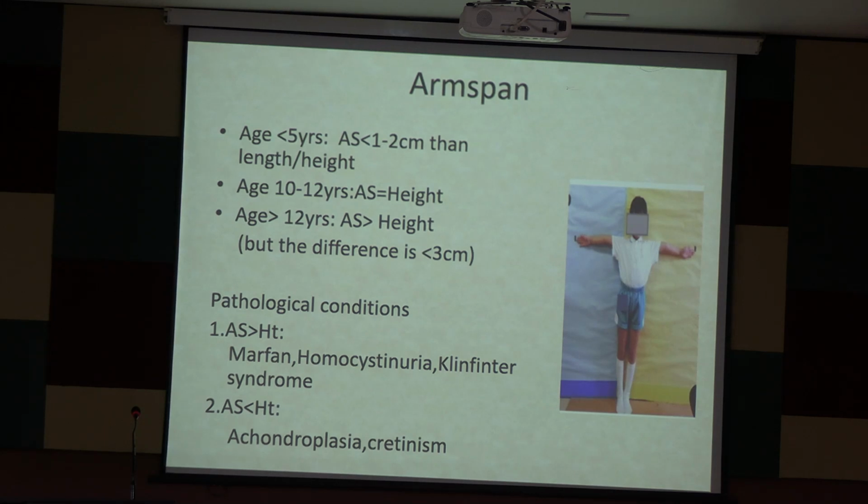So what are the pathological conditions? One is Marfan syndrome, another is homocystinuria or Klinefelter syndrome. And arm span less than the height is seen in achondroplasia and cretinism.